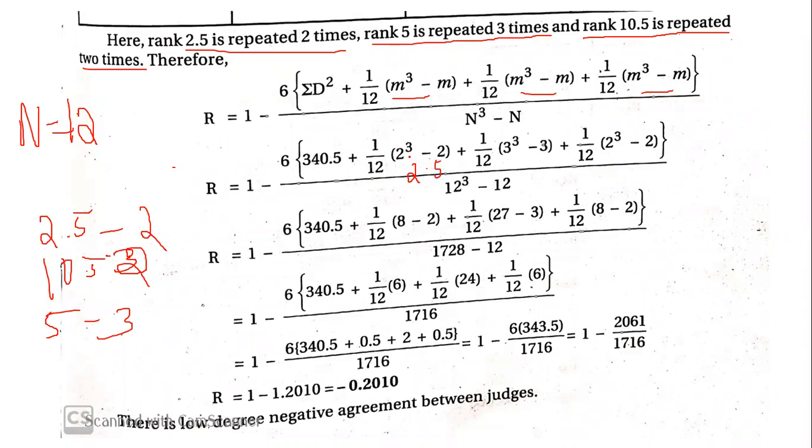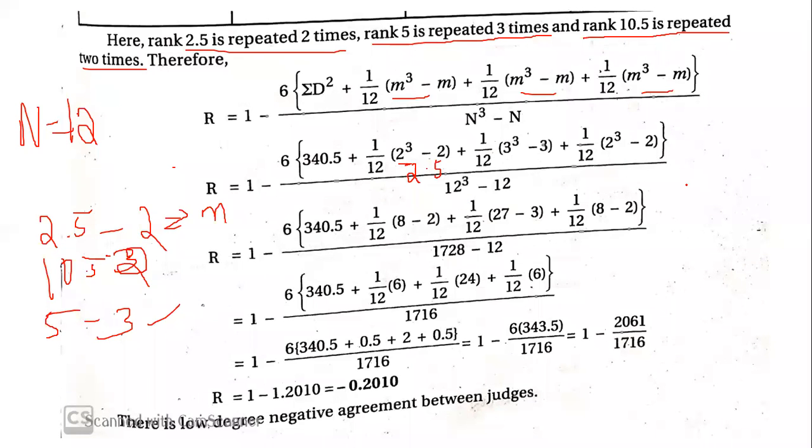repeated 2 times. Okay, you have to see this m value is what you are supposed to consider. Since it is 2 times, the value of m is going to be 2. Then again they have taken 5 which is 3 times, and then lastly they have taken 10.5 which is for 2 times, and then n is equal to 12. So 12 cube minus 12.